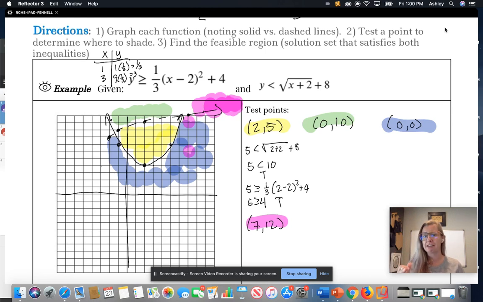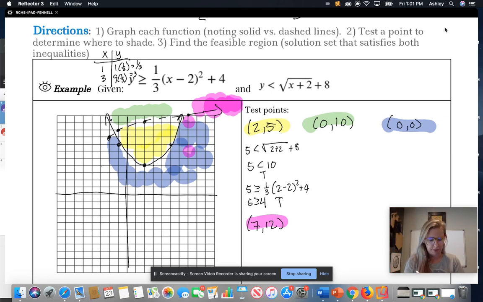We got really lucky here that we found it on the very first point we tested. So I'm going to test a couple other points just to make sure I didn't do something silly. All right, so let's try (0, 10). I'm just going to try it in my square root function again. But I anticipate that it's going to be false for my square root function if my yellow point is in fact true, because that's above the square root function.